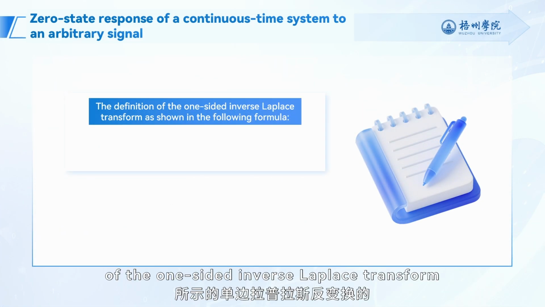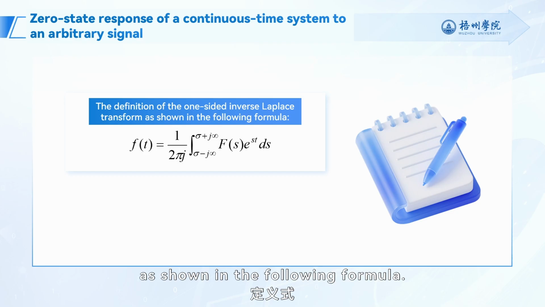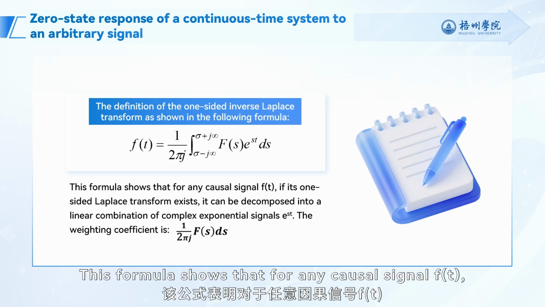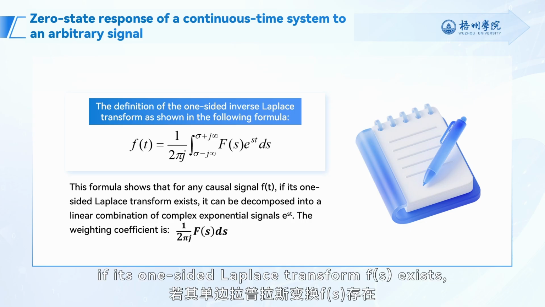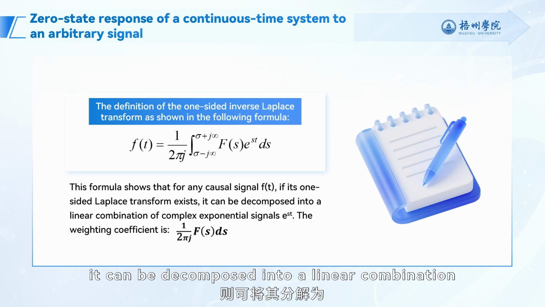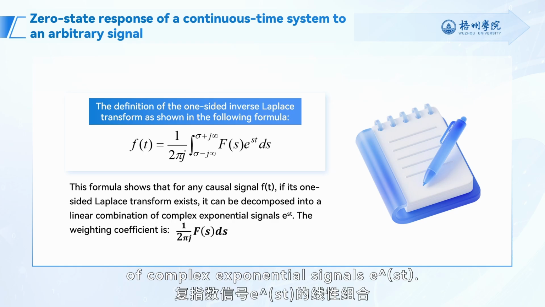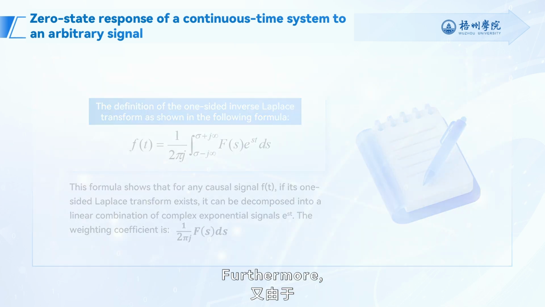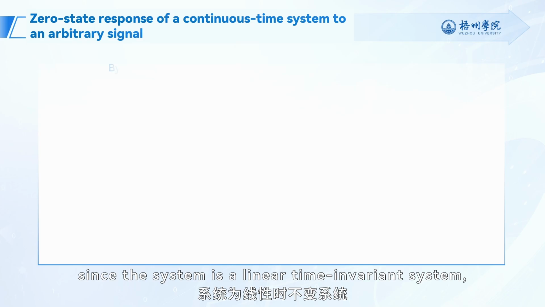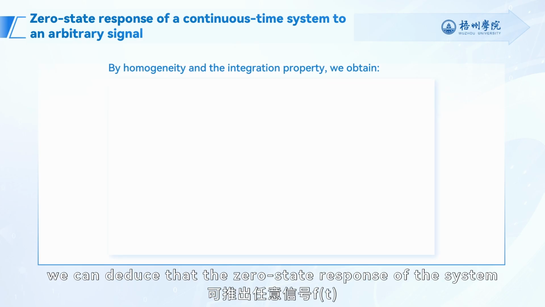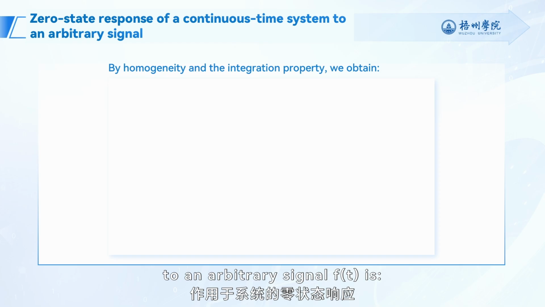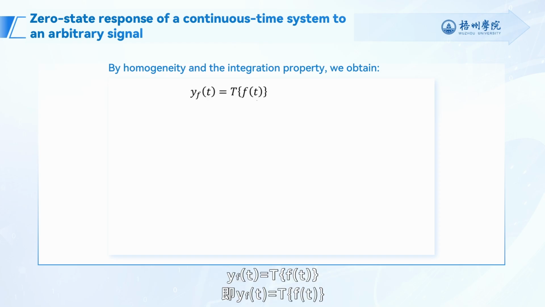Observe the definition of the one-sided inverse Laplace transform as shown in the following formula. This formula shows that for any causal signal f of t, if its one-sided Laplace transform f of s exists, it can be decomposed into a linear combination of complex exponential signals e to the power of st. Furthermore, since the system is a linear time-invariant system, we can deduce that the zero-state response of the system to an arbitrary signal f of t is yf of t equals T of f of t.